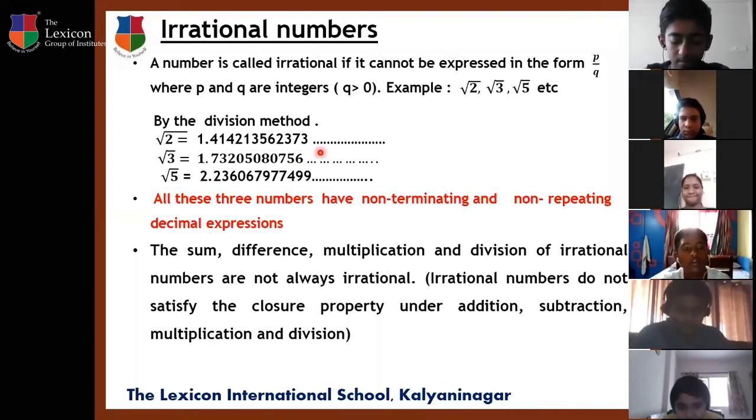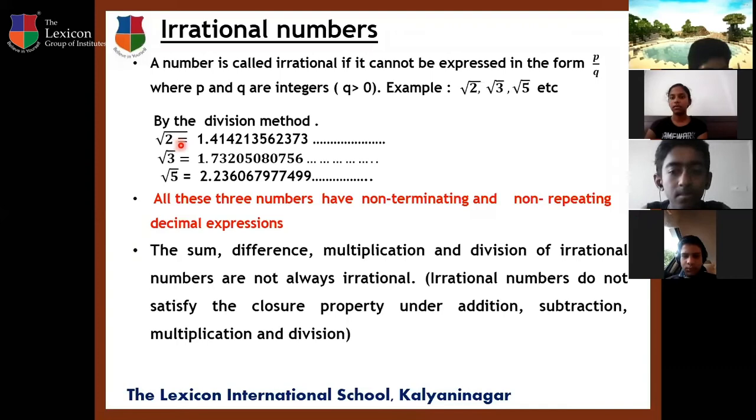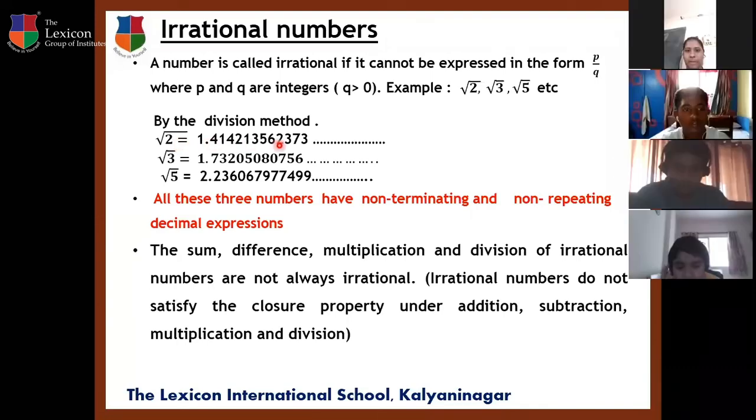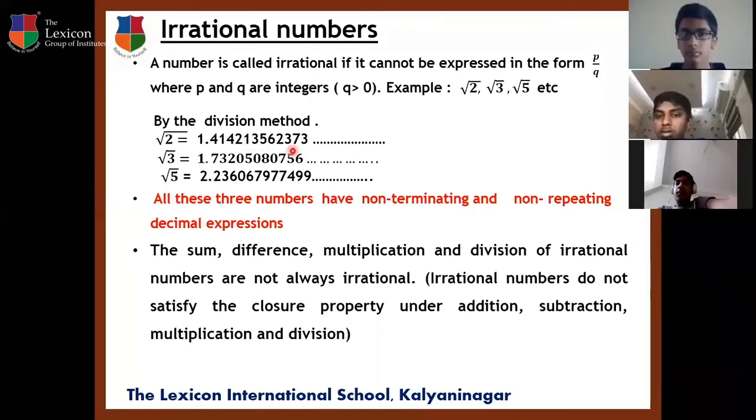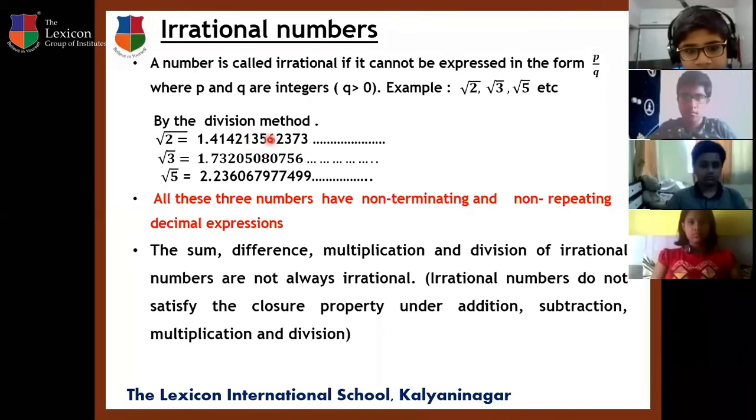Okay, last year we learned two methods to find the square root of numbers. First was the prime factorization method and the other was the division method. If you apply the division method to calculate the value of root 2, you will get the values in this way. It will not be terminating and it will not repeat with any set of numbers.